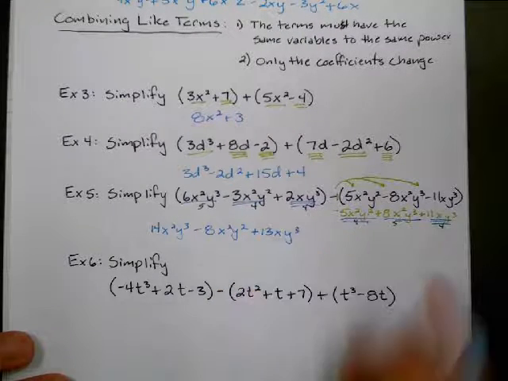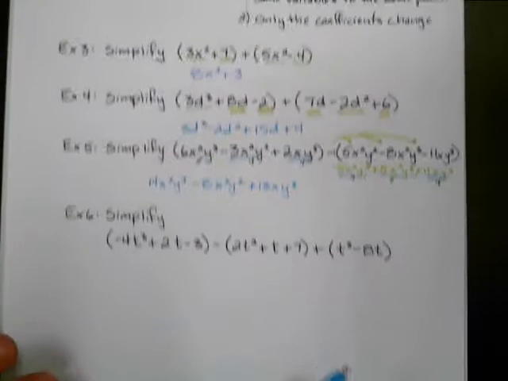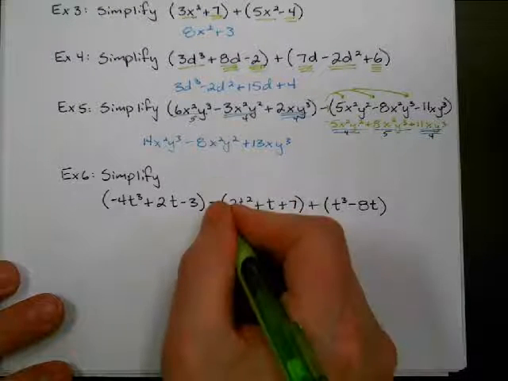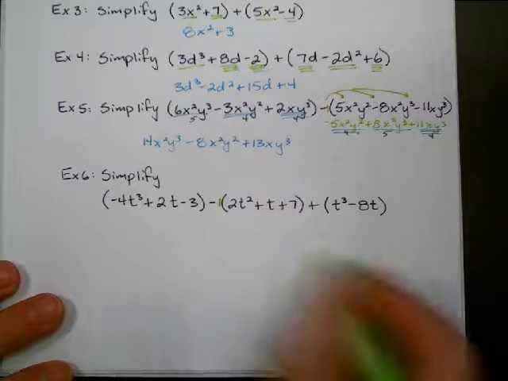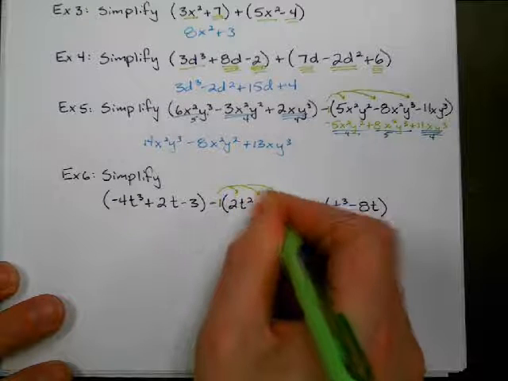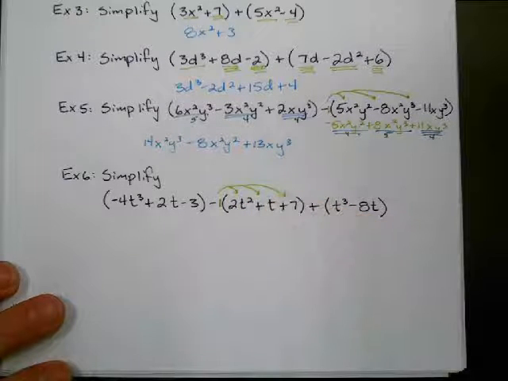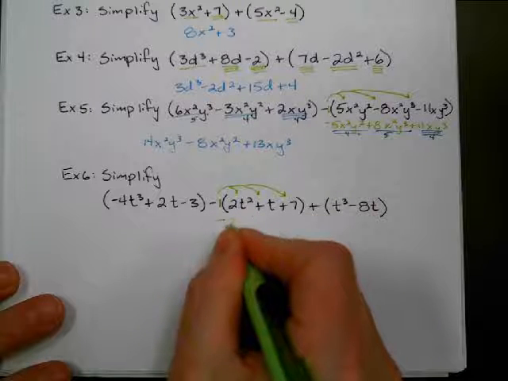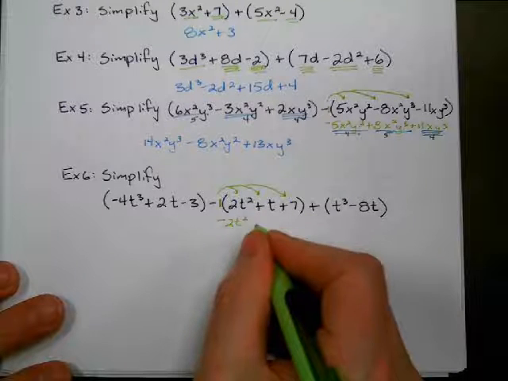Last one. Okay, so here's the trick right here. Watch out for your negatives. So we're going to distribute these to each of those. And we end up with negative 2t to the second minus t minus 7.